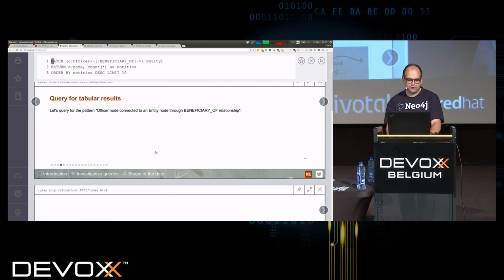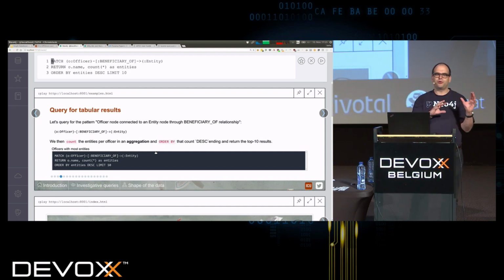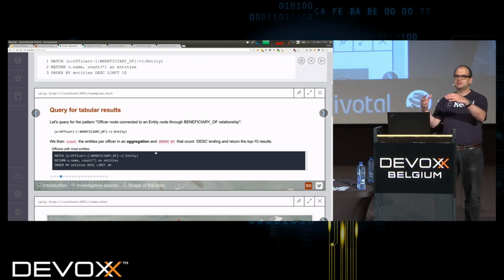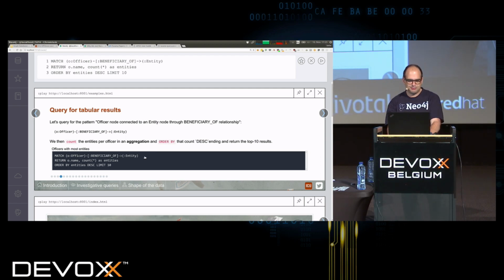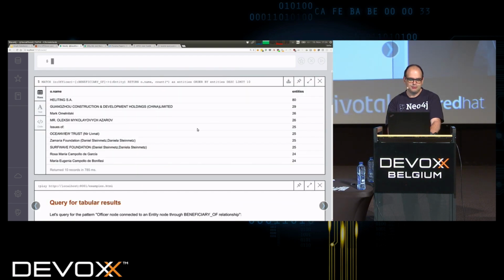So we can also return tabular results. This was the graph view. That is nice for exploring the data, but in a real application context, when you write an application that uses the graph database under the hood, you want projections. So you want tabular results which you can iterate over. An example: we want to list officers that are beneficiaries of entities, and find out which officer is related to the most entities. Therefore, we apply a count aggregation, we order by the count in descending order, and we cut off after 10. So this gives us the 10 people or entities who are related to the most companies. And here you see the data is a little bit shoddy, not really scraped well, but good enough.